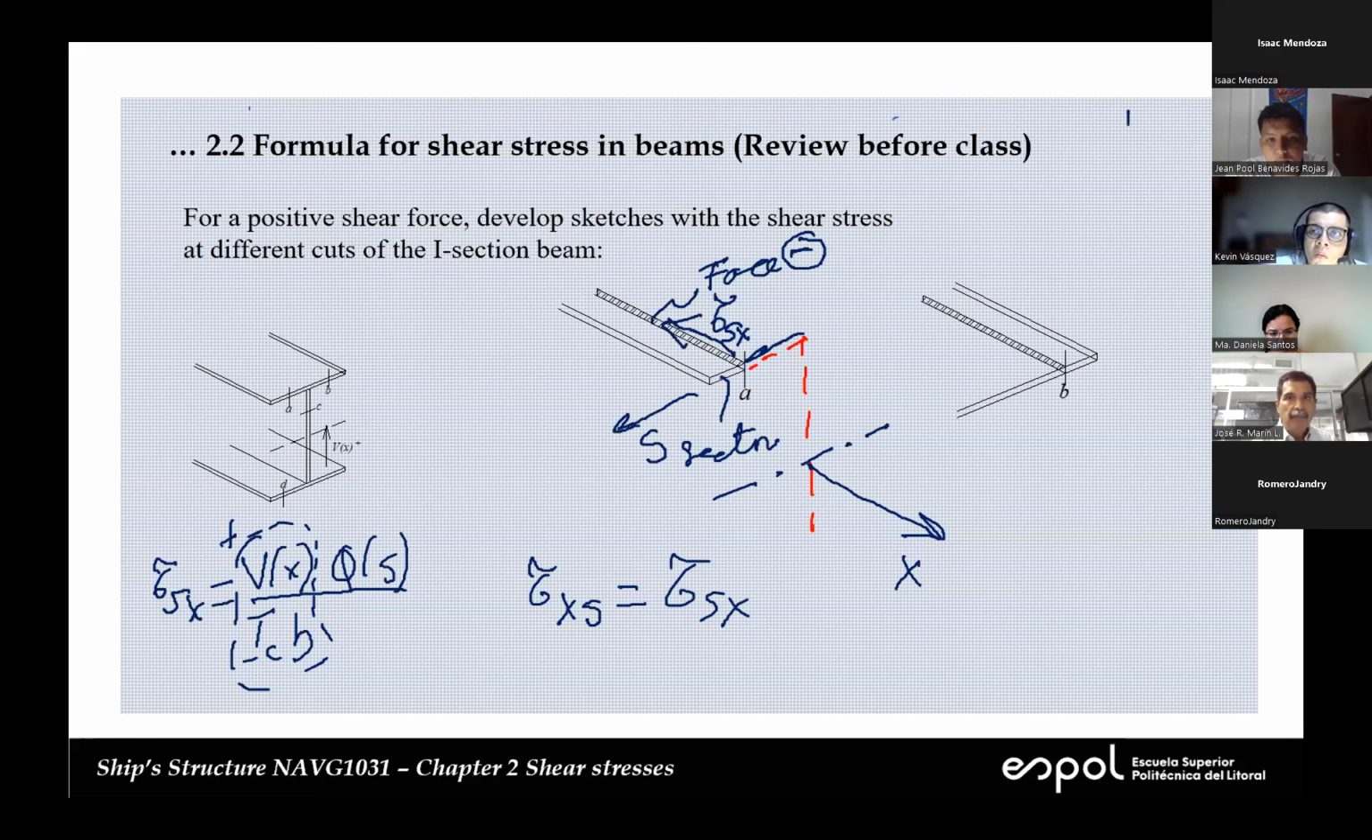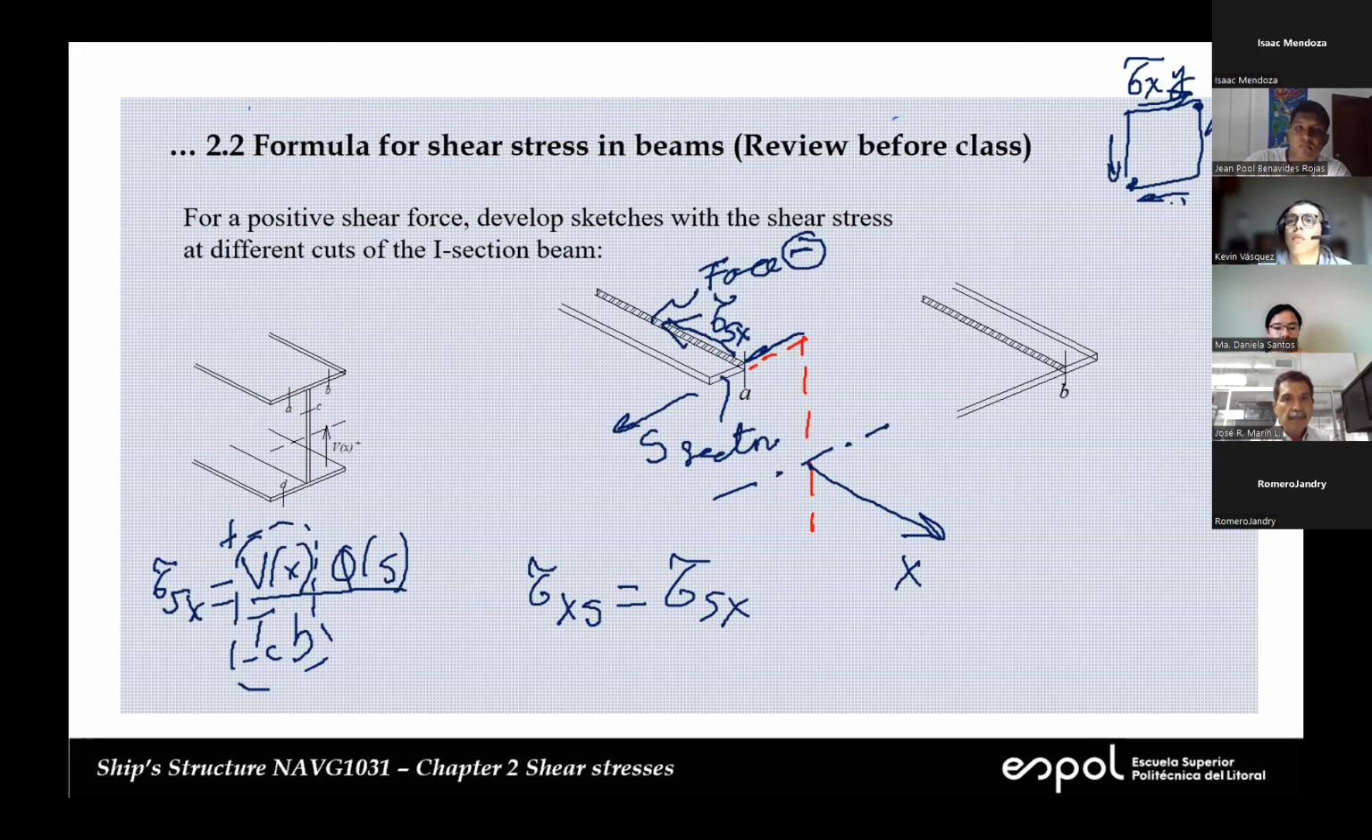Remember, let me write up here. Remember, this is solid mechanics. If this is tau, this is tau. If this is tau xy, this is tau yx. So the two point towards the same corner. If you have something like this, you have something like this. The two arrows point to the same corner.